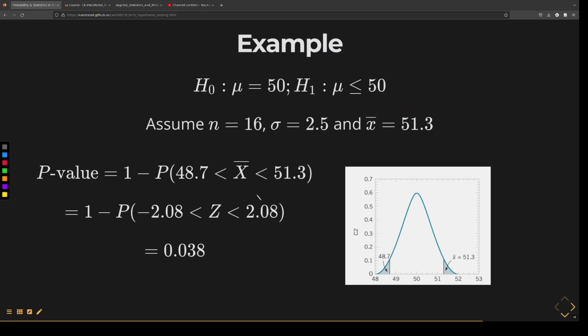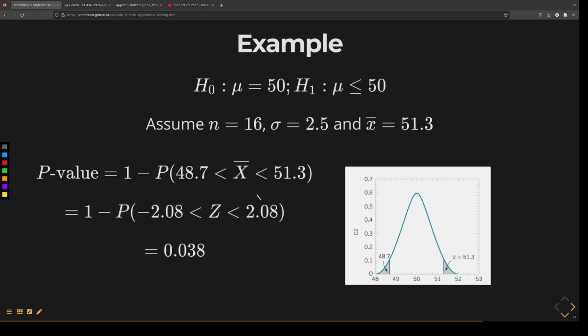And if we look at an example here where the null hypothesis has a mean of 50, whereas the alternative hypothesis has the mean being not equal to 50. And if we had a sample size of 16, we know the standard deviation of the distribution at 2.5, and then we have a sample mean of 51.3.